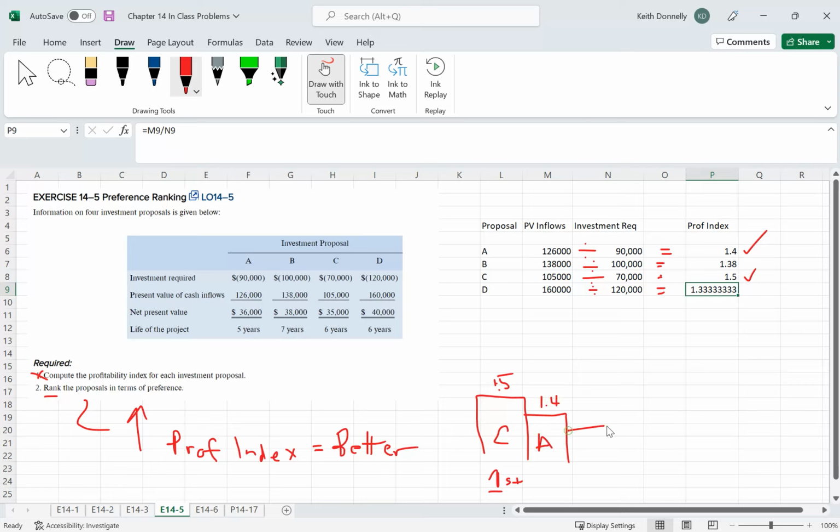1.4. Third place, the 1.38, that was B. And then finally here we've got D, which was 1.33 repeating. So first place, second place, third, and then fourth. Okay?